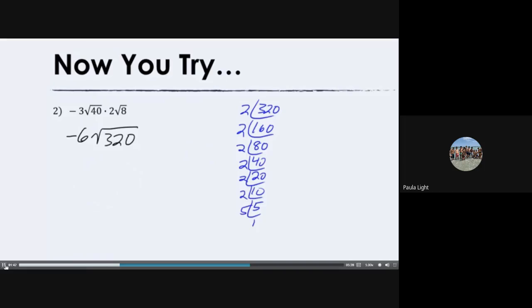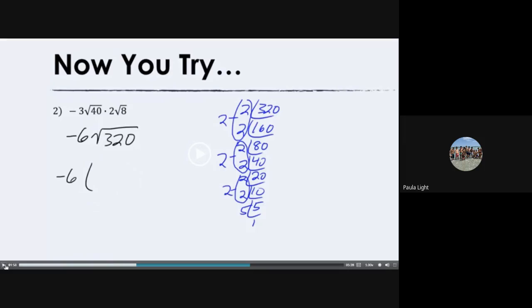We're looking for pairs. There's a pair of twos, so a 2 comes out. Another pair of twos, a 2 comes out. And another pair of 2s, out. So I already have the -6, and I'm bringing out with it an 8, right? Where does the 8 come from? 2 times 2 times 2.